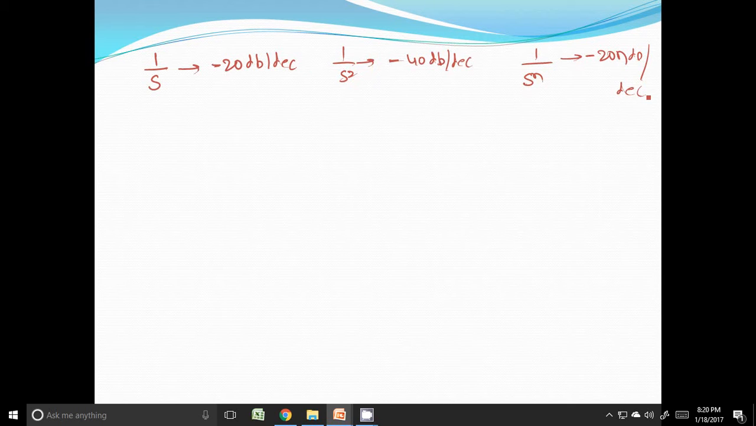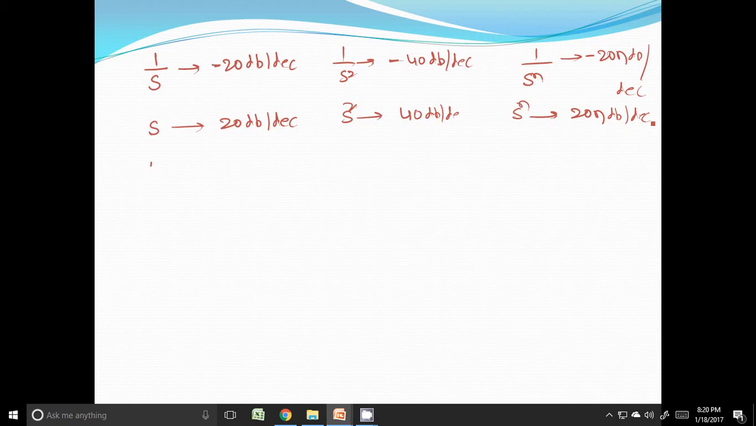We will observe the slopes of magnitude plots. 1 by s: what is the slope with which it is decreasing? Minus 20 dB per decade. 1 by s square: slope is minus 40 dB per decade. Similarly, if I generalize 1 by s power n, the slope will be minus 20n dB per decade. Again, if you take H of s as s, then the slope is plus 20 dB per decade, s square plus 40 dB per decade, and s power n, 20n dB per decade.